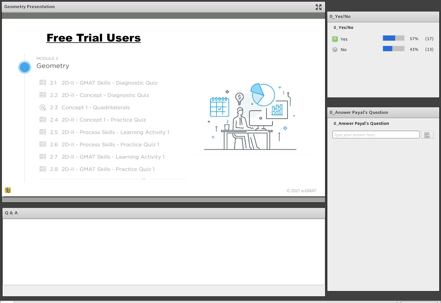For you, as I said, you see a snapshot of the entire quadrilaterals module, which means that over here for the GMAT skill diagnostic test and the concept diagnostic quiz, you're going to get feedback on the entire quadrilaterals and circles module, not just quadrilaterals, but you're going to improve your ability in the quadrilaterals part.